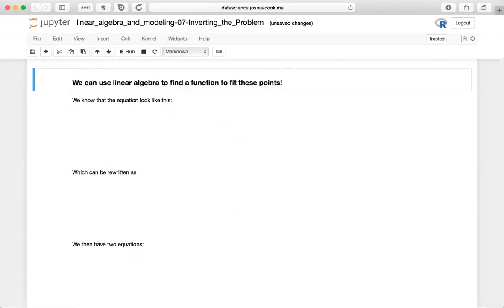So we know that the equation is going to look something like this. We're going to have beta 0 plus beta 1 times x sub I is equal to y sub I. Now, there's a lot of new notation here. So let's talk about what's going on before we move on. So beta 0 is going to be the y-intercept. And beta 1 is going to be the slope.